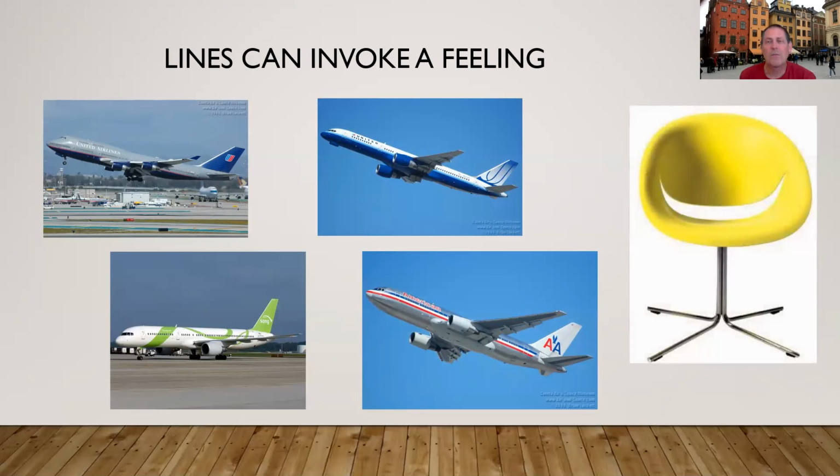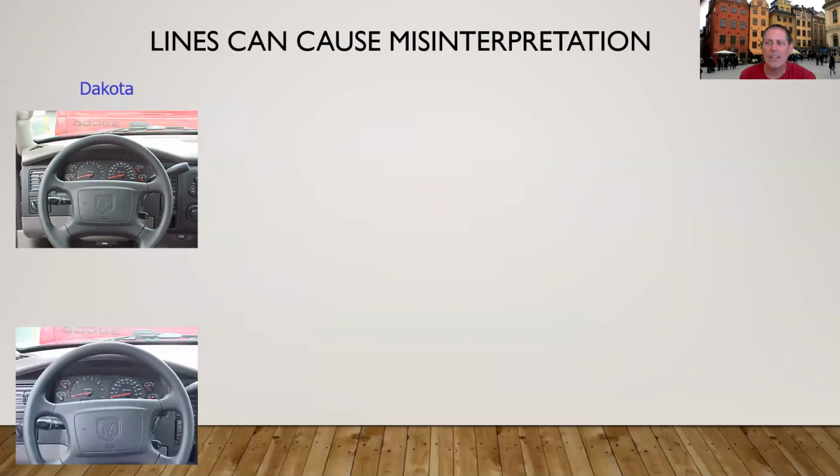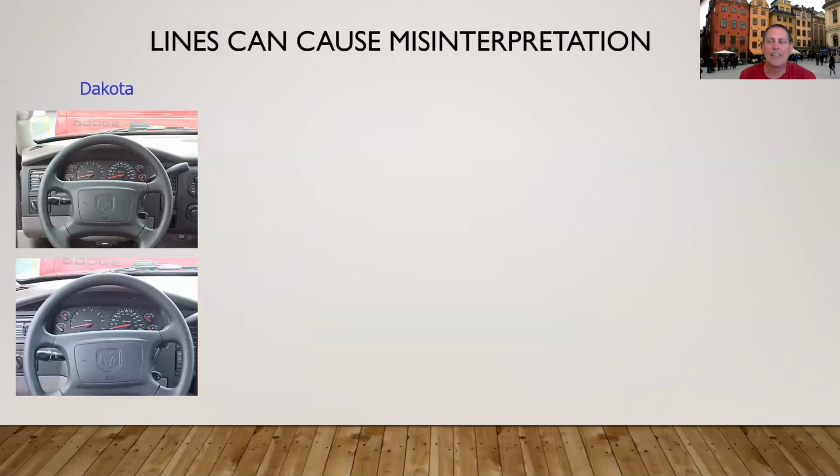And again, remember this chair example. This is a perfect example of a line attempting to convey a specific feeling. There are some other interesting things about lines. They can cause misinterpretation. So here's an example from the automotive industry. Here's a Dodge Dakota, and here's the steering wheel shown there, slightly misaligned. Does that make you feel uncomfortable? Are you bothered a little bit by that? A lot of customers are.